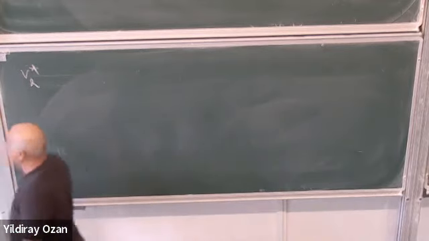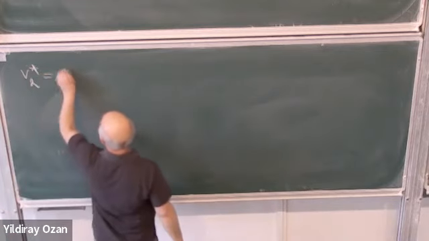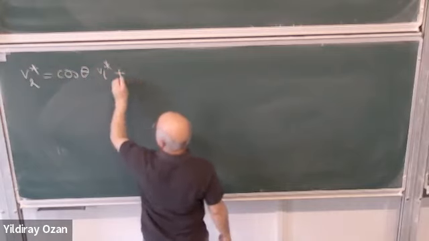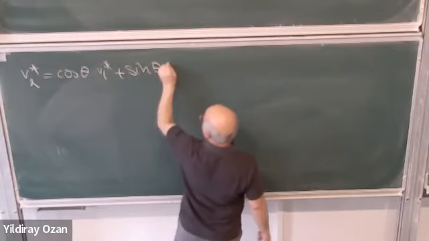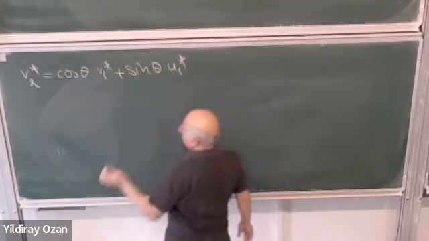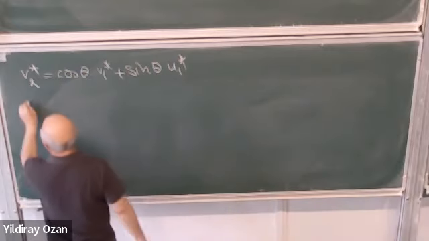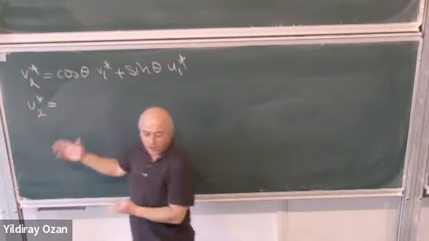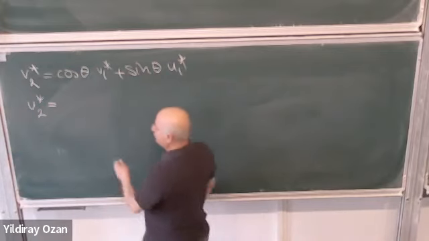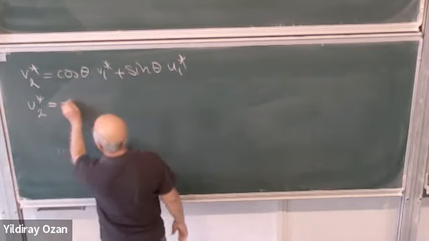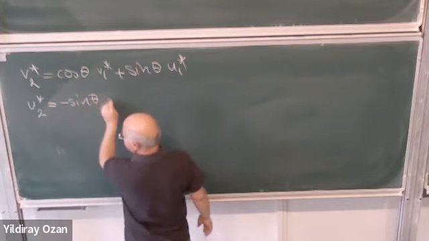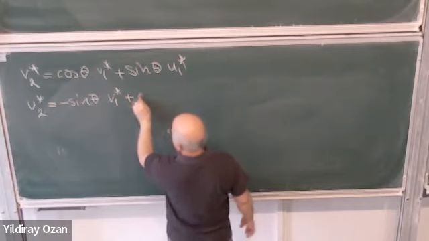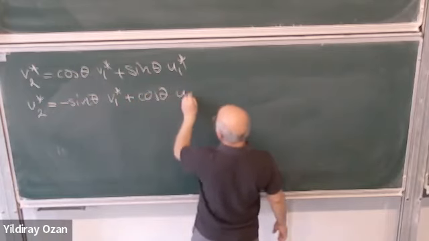The same coefficient, right? So your guess is this: cosine theta V1 star plus sine theta U1 star. This is our guess. What about V2 star? Well, I did this once. I can do it infinitely many times, right? So minus sine theta U1 star plus cosine theta V1 star.